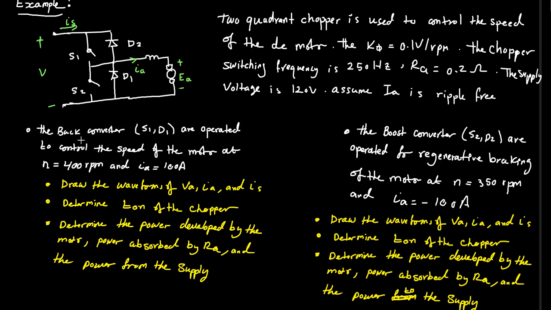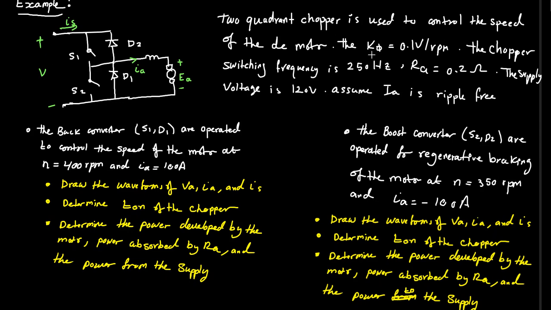So we'll come to the next part of the lecture where we'll solve an example. Here we have a two quadrant chopper in which S1 and D1 act as a buck converter and S2 and D2 act as a boost converter. The two quadrant chopper is used to control the speed of a DC machine.